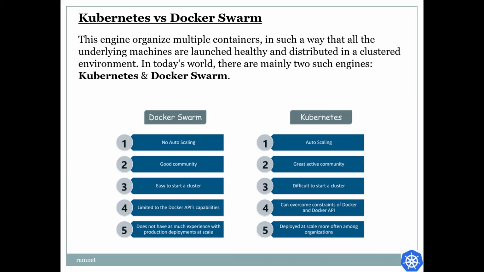This is just a comparison, because Docker Swarm is also being used by certain people. In Docker Swarm, there is no autoscaling. In Kubernetes, we have autoscaling. Second, there is a good community background here, a great active community. A lot of development is happening on Kubernetes.